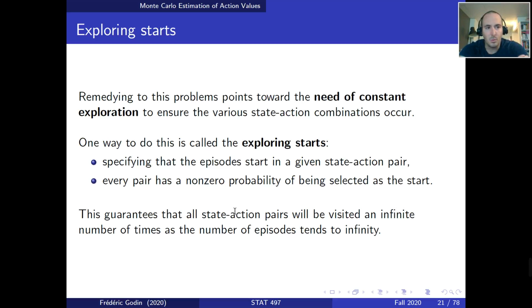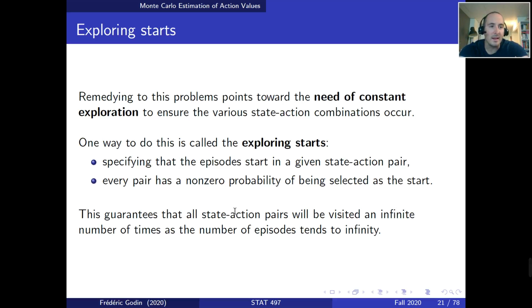With exploring starts, every time you start a new episode, you impose that the initial state of this episode is randomly selected, and then the first action in that state is also randomly selected, with all possible states and actions having a positive probability. So no state action pair has a probability 0.